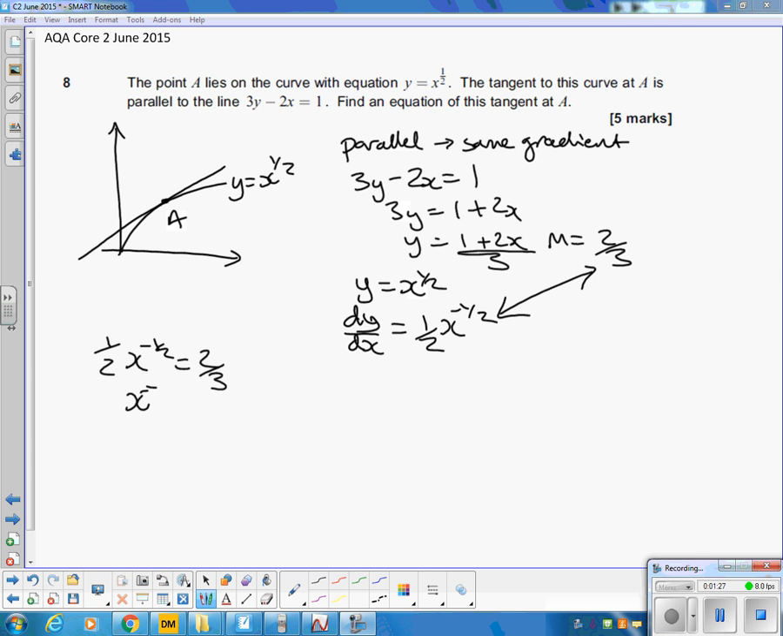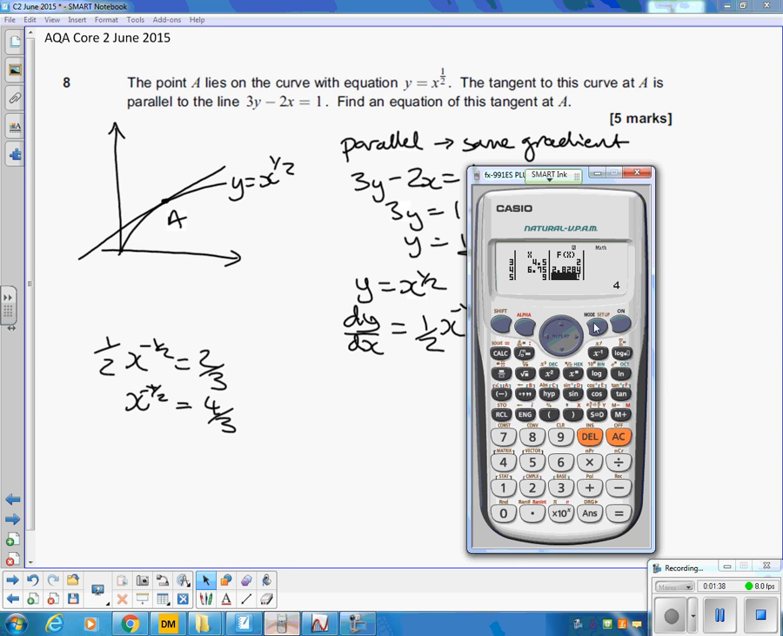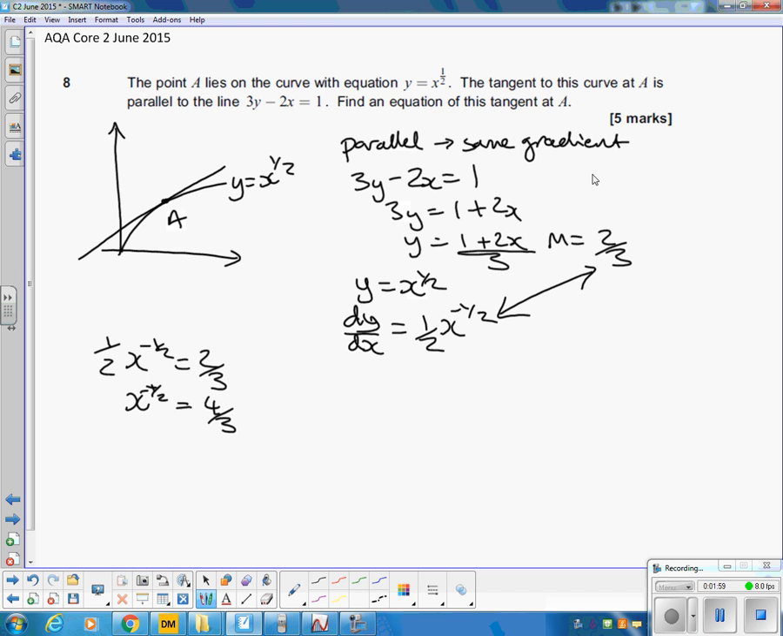That tells me x to the minus a half is going to be 4 over 3. If you are not sure about how to manipulate that, your calculator does actually have a button. Let's find it on here: shift, there you go, you can actually do a negative a half root of a number. Not very nice, but your calculator lets you do it, of 4 over 3, and we can get 9 over 16. So x equals 9 over 16.